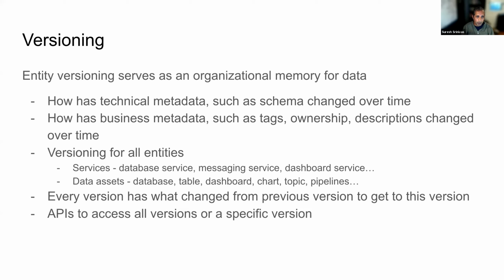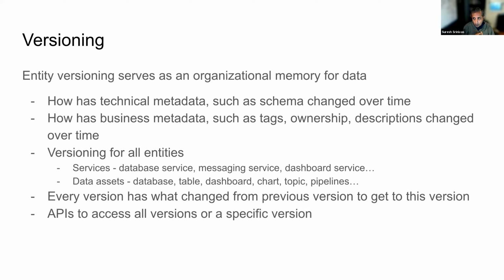I'll show you an example of what the versioning looks like. So we do versioning for all entities. All the services like database service, messaging service, dashboard service, things like description could change, ingestion schedule could change. All of those things are tracked with the versioning capability. And then also versioning for data assets, right? Not just for databases and tables, but for all data assets: dashboards, charts, topics, pipelines, things like that.